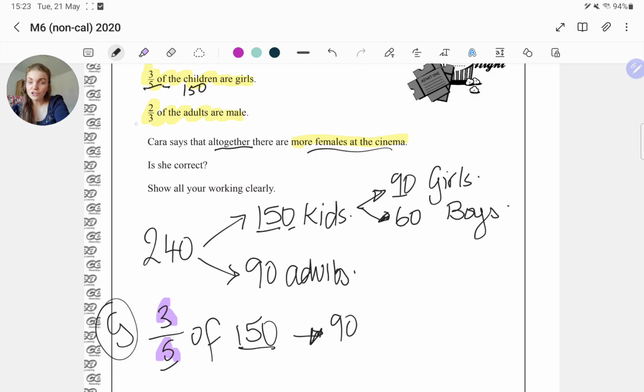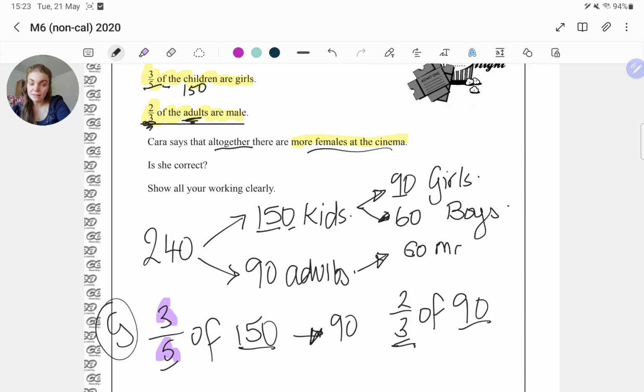Then if we say there are 2/3 of the adults are male, so 2/3 of the adults, which is 90, are male. Do you see where that sum's coming from? 2/3 of the adults, which is 90, are male. 90 divided by 3, so pretend the 0 is not there. 9 divided by 3 is 3. Add your 0 is 30. Times the 2 on the top, times this 2 gives you 60. So there are 60 boys, 60 males.